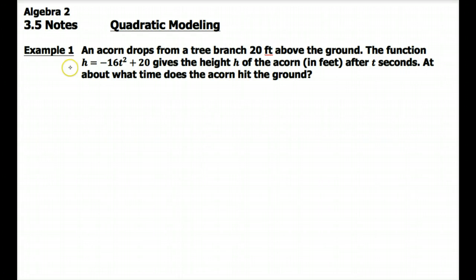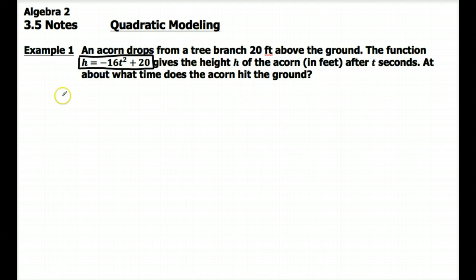Okay, so let's look at number one here. This one should look familiar to you. For this one, we have an acorn falling from a tree branch, and that branch is 20 feet above the ground. And so we're going to take this function right here, h equals negative 16 t squared plus 20, and that's going to tell us the height h of the acorn after t seconds. Okay, so we want to know about what time the acorn hits the ground.